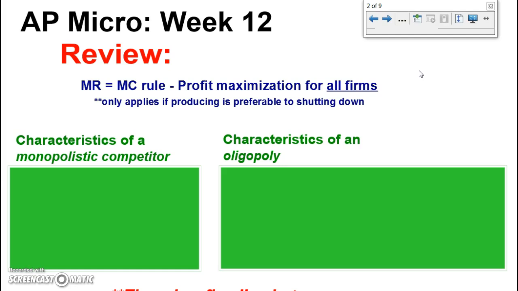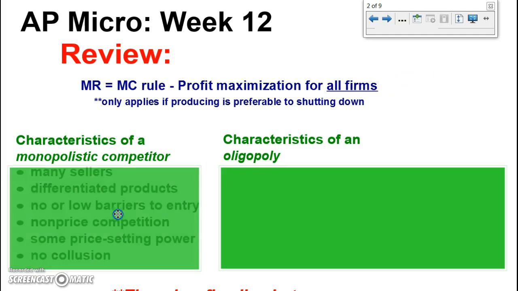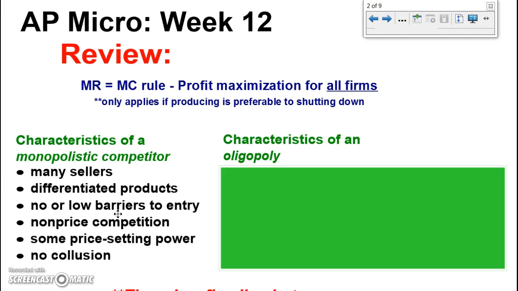So take a moment and review for yourself the characteristics of a monopolistic competitor and the characteristics of an oligopoly. Pause the video and then come back and look at these characteristics. The characteristics of a monopolistic competitor are many sellers with differentiated products, which means they're selling something that is similar but not quite the same. Like different kinds of jeans, different kinds of shoes, things that are done at nail salons, different daycare centers.